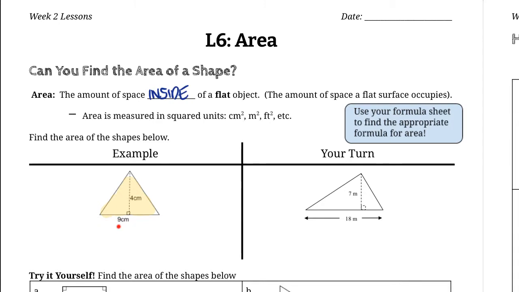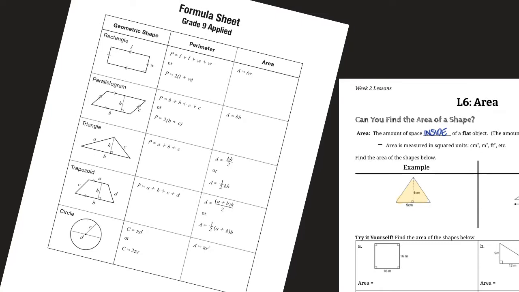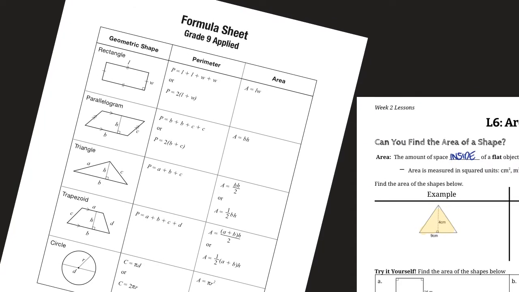So for example, here, both the dimensions that we're given are in centimeters, so the area will be in centimeters squared. So how do you actually find the area of a shape? And that's where our trusty formula sheet is going to come in handy. You should have this available, ready at your side while you're working on any of these questions, because it tells you the area for any shape.